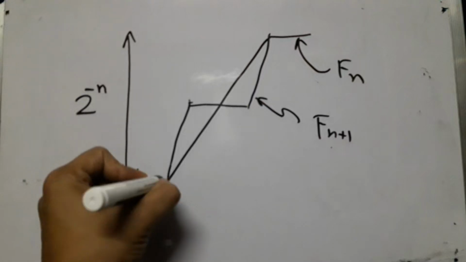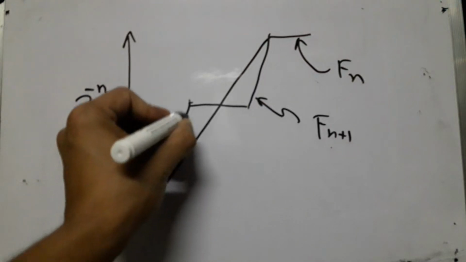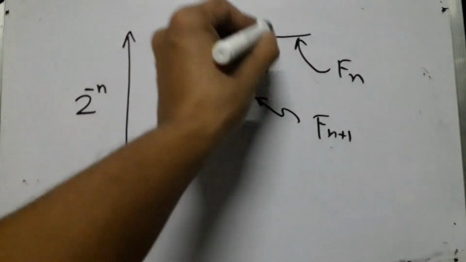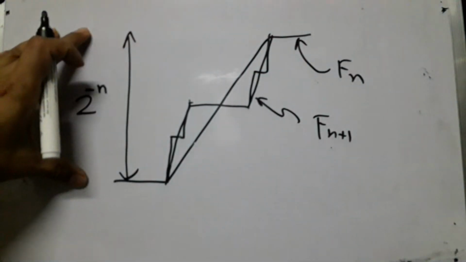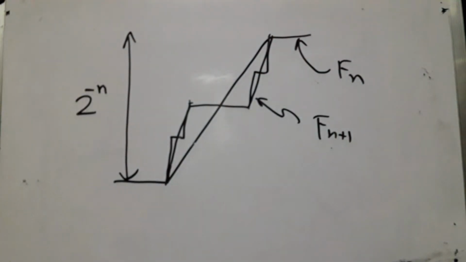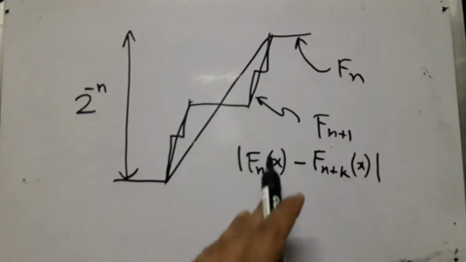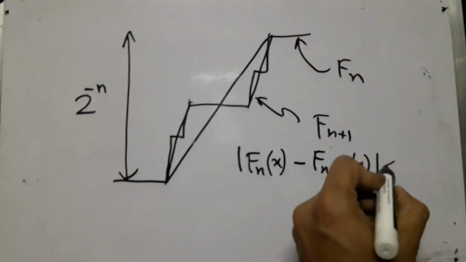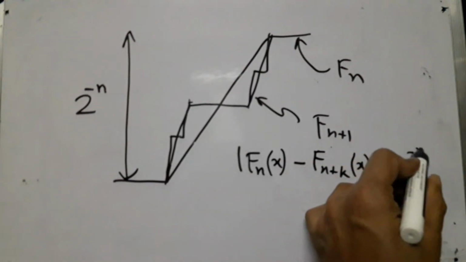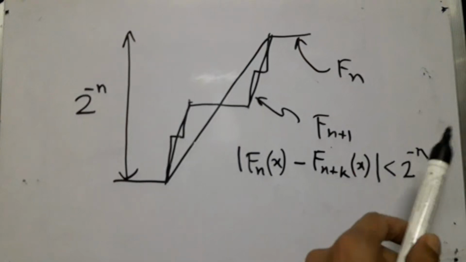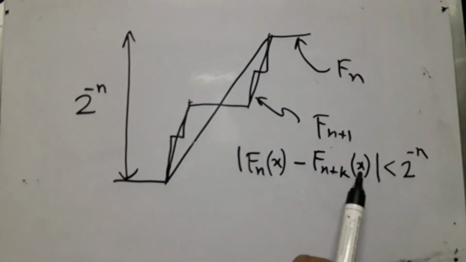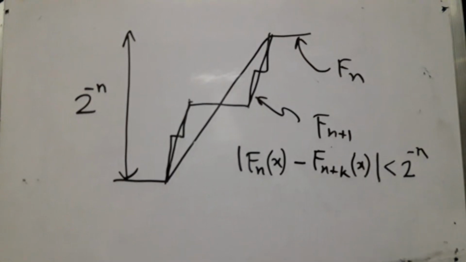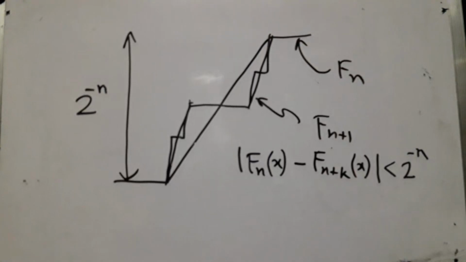And whenever you take any future step like this, everything is happening inside that 2 to the power minus n. So if you move from Fn to Fn+k, then this absolute difference is always bound to be less than 2 to the power minus n, which fortunately is free of both x as well as k. And this will be the key to the proof of uniform convergence that we shall take up in the next video.